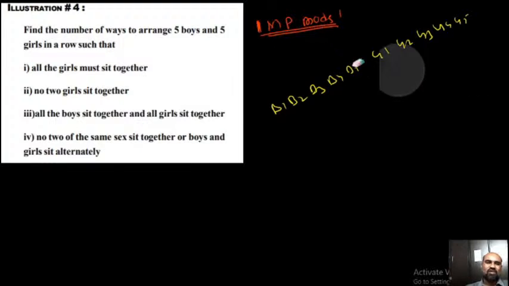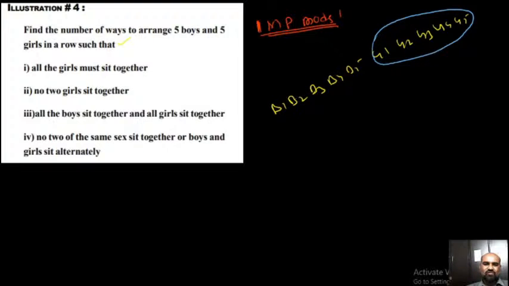What is the problem? I will read now. Find the number of ways to arrange 5 boys and 5 girls in a row such that the first condition is all girls must sit together. Just like in the previous example, A and B come together. All girls must sit together means all these girls are taken as one unit.